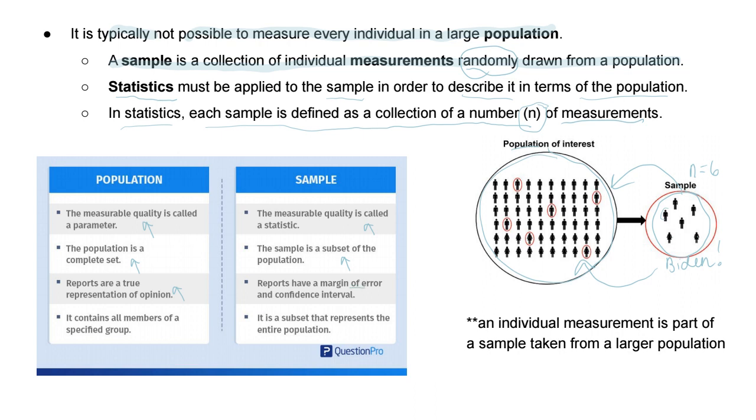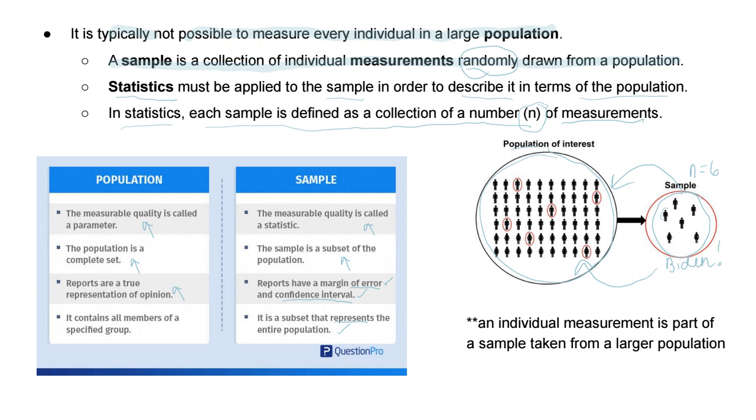Reports have a margin of error and a confidence interval, which means that there are going to be some mistakes when we are taking a sample and applying it to a population, but we can calculate how confident we are in our conclusion. A sample is a subset that represents the entire population. But there could be differences between the sample and the population, so scientists must do everything they can to reduce this margin of error.